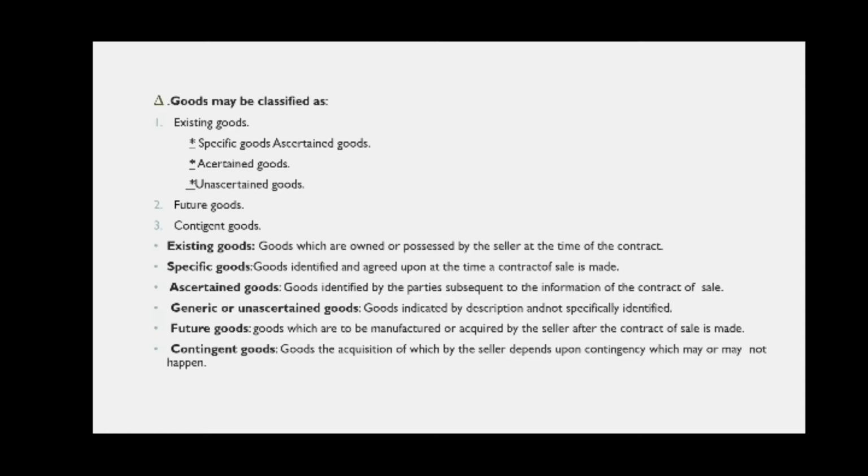Contingent goods are goods the acquisition of which by the seller depends upon a contingency which may or may not happen. They are also a type of future goods, and therefore a contract for sale of contingent goods operates as an agreement to sell. Example, X agreed to sell Y 100 bags of rice provided he is able to purchase it from its present owner. This is an agreement for the sale of contingent goods.